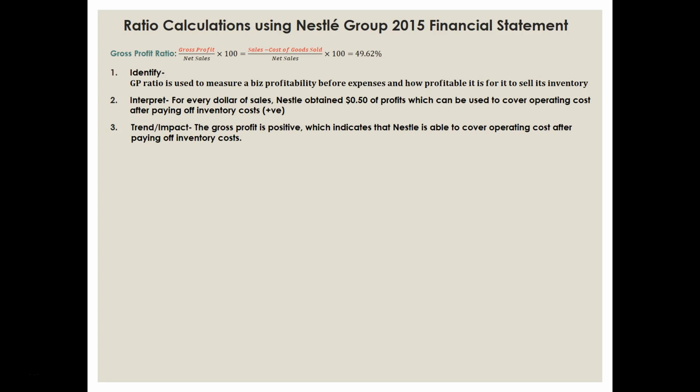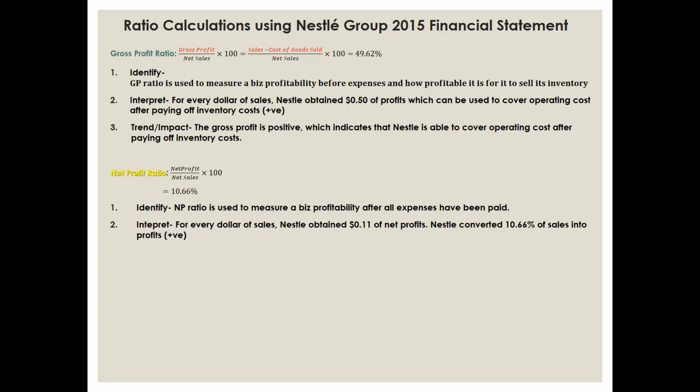Alright. So another profitability ratio that is popular, and they like to ask these two together, gross profit and net profit ratio. Given to us here, 10.66%. Identify what does it mean. Net profit ratio is used to measure business profitability after all expenses have been paid. Interpret, what does it mean? Again, you can see from the formula even, net profit to net sales. So the bottom one is always $1. So it depends how you want to phrase it, which one comes first.